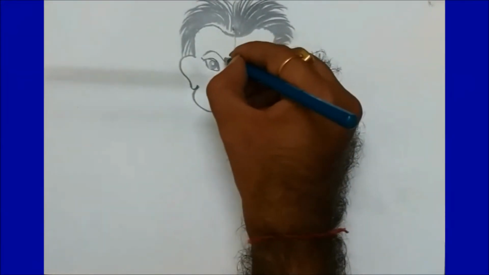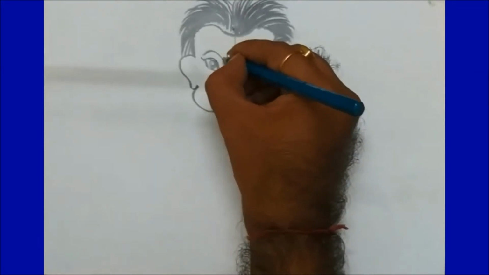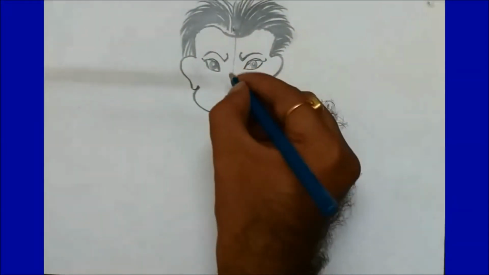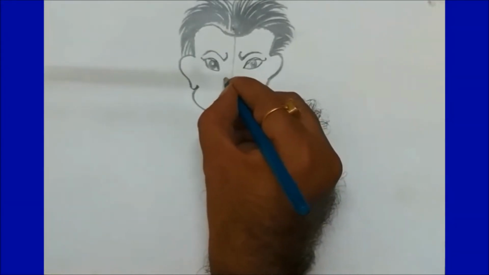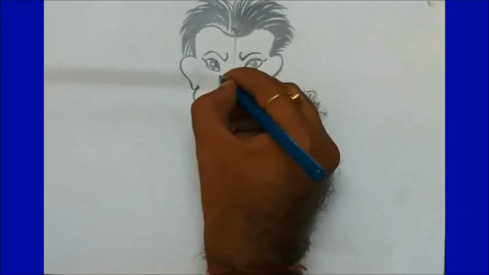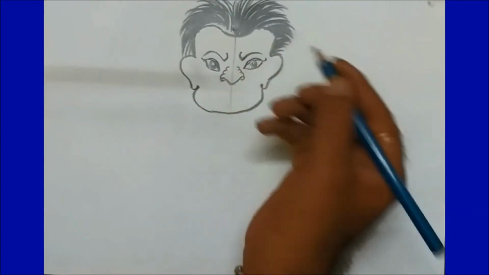Now if you want to make some edges on the face, a few upside, again you can make it upside, a curve, where the eyebrow is rising upside. Now here I am going to make the nose, one small curve, and big nostrils here, and a few curves for the nose going towards the center.